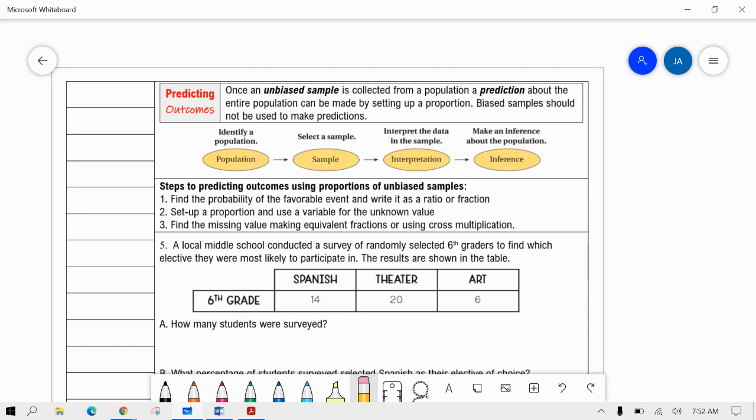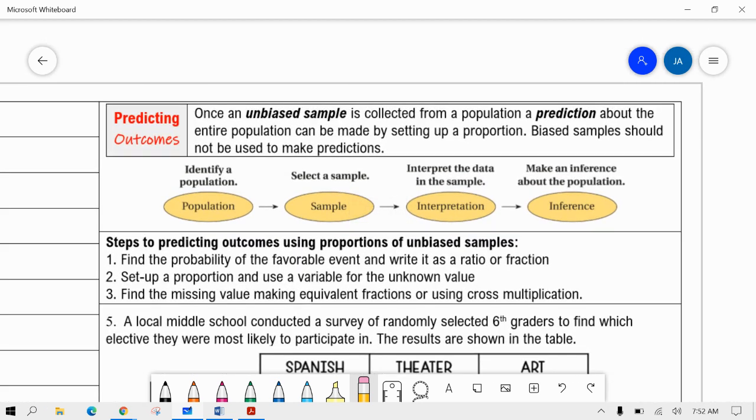We are going to talk about the second part of chapter 10.6, predicting outcomes. So let's go ahead and take a look at this statement here. Once we have an unbiased sample, like we talked about yesterday, and we collected that from a population, we can make a prediction about that entire population by setting up a proportion. And we're going to look at an example in a minute.